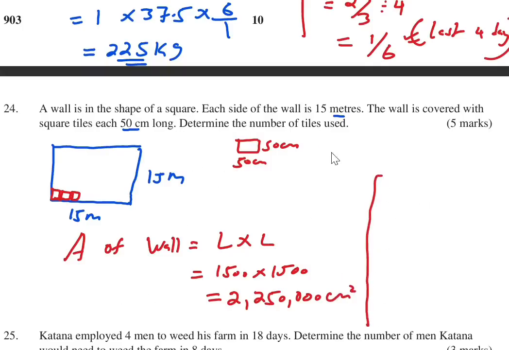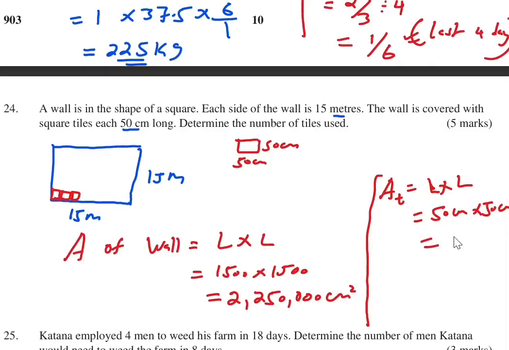You need the area of the tile. Now area of the square tile. We're going to use the area of the tile, maybe use T. So area, it is side by side again. So it will be L times L. So it is 50 times 50. 50 centimeters times 50 centimeters. If you multiply this, 50 times 50, you'll see it's 2,500 centimeters square.